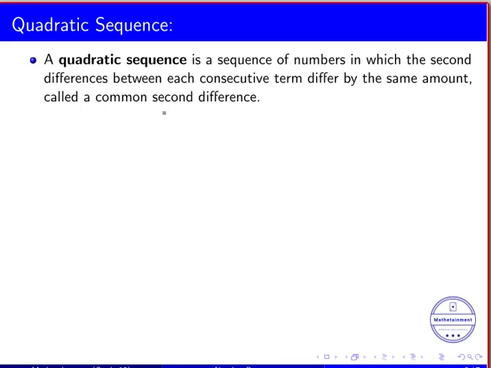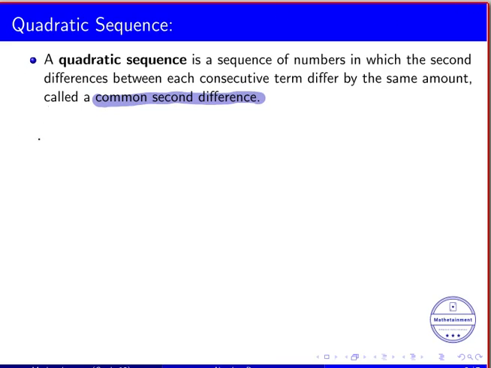So here we have a common second difference. If you can recall, in our first section where we were dealing with arithmetic sequences, we had a common difference, but now the common one is not the first difference that we get, but the second difference is the one that is common.